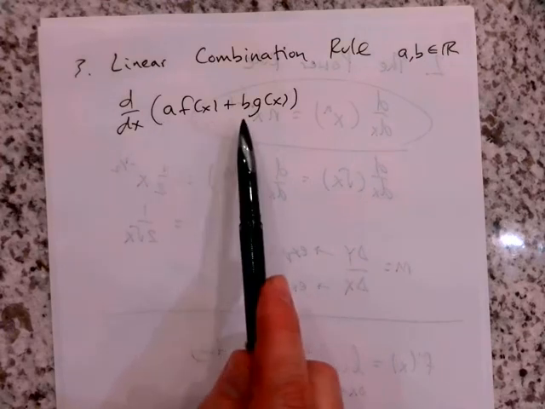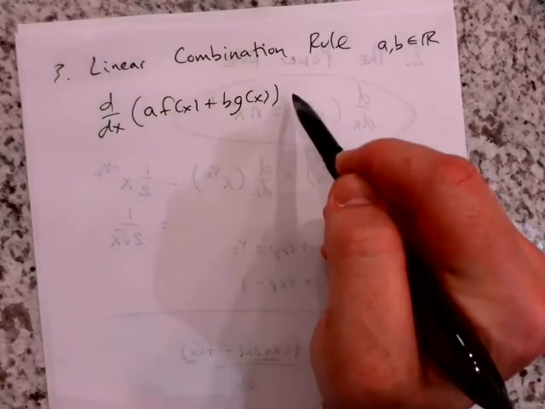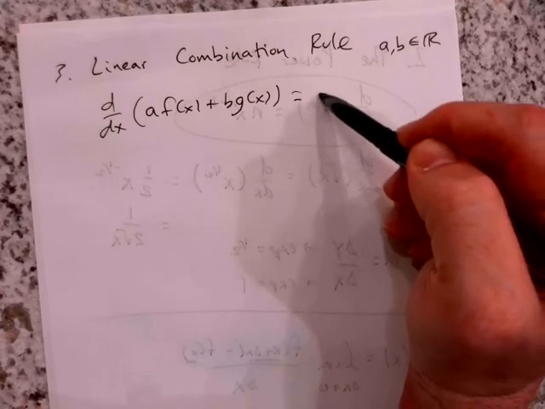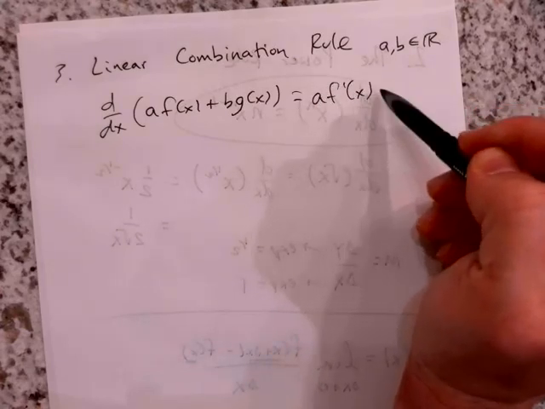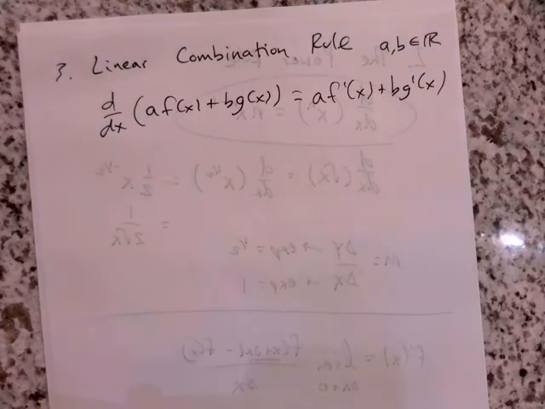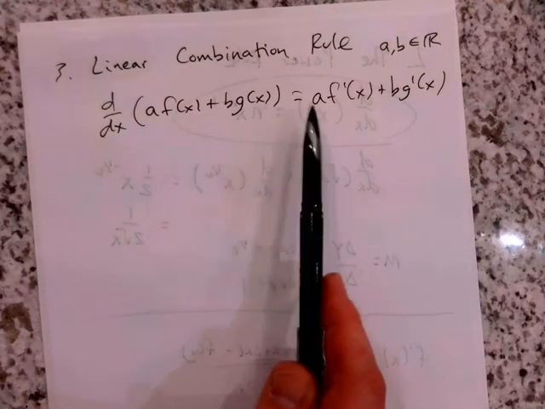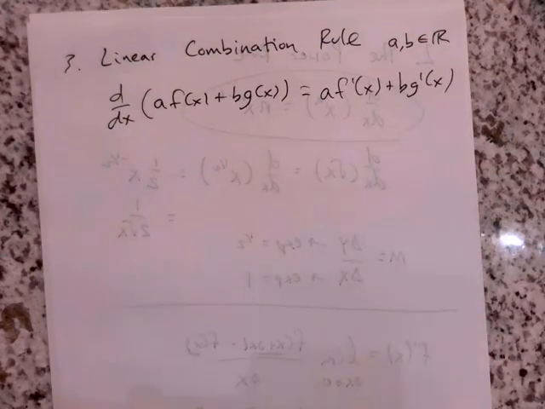Just multiply f and g by coefficients and take their sum. And the derivative of that is actually really straightforward. It's just a f prime plus b g prime. So af plus bg differentiates to af prime plus bg prime for real numbers a and b.